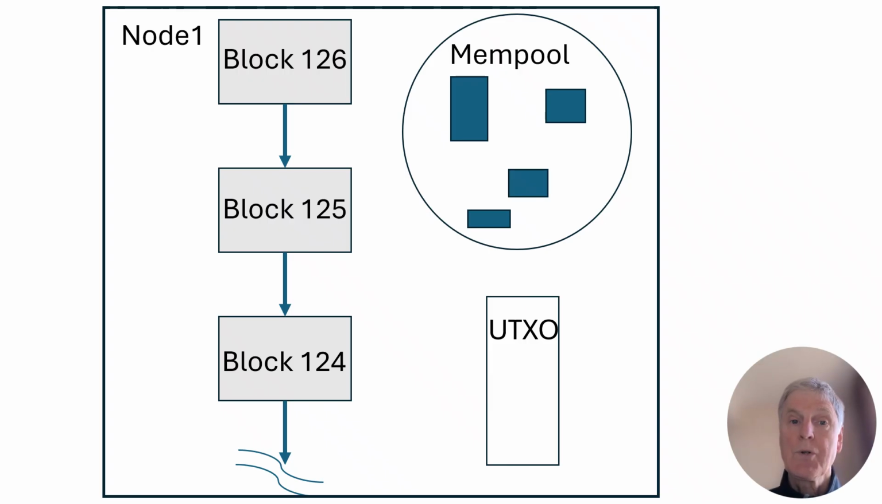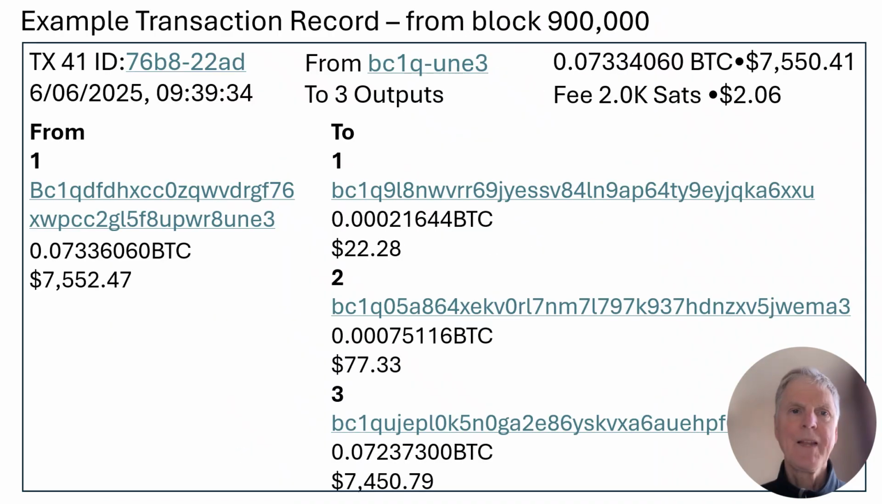Since every full node stores every block that was ever processed, the blockchain contains every Bitcoin transaction that was ever processed. And since transaction records are not encrypted, anyone can look up the details of any processed transaction. So let's take a minute to look at an actual processed transaction record. This is the 41st transaction record in block 900,000 on the blockchain. You can find this record using any Bitcoin block explorer.